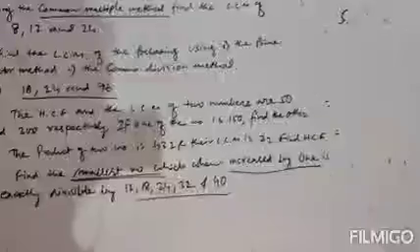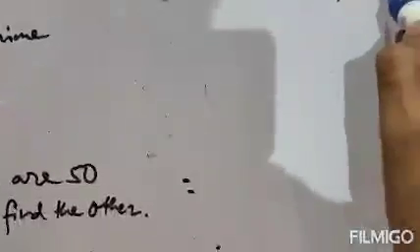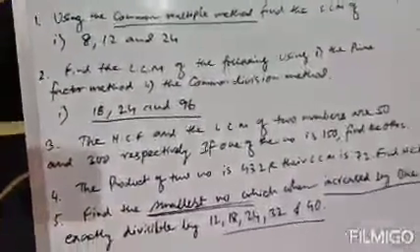So the numbers are 12, 18, 24, 32 and 40. Just find the LCM of these 5 numbers. You can find the LCM by any method, but I suggest you use the common division method, because it will take much less time. So 12, 18, 24, 32 and 40. Find the LCM first.